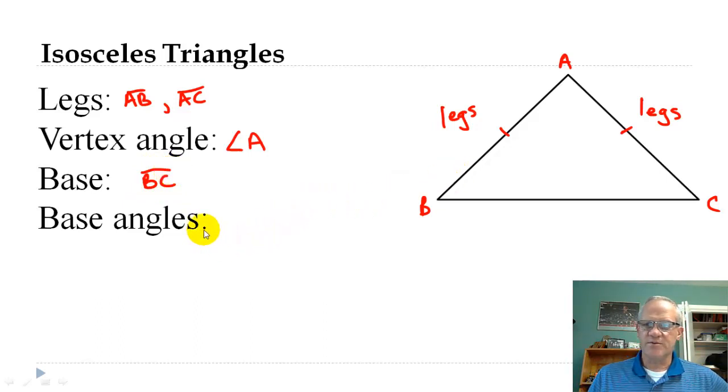And then lastly, they talk about the base angles. We already said the vertex angle was this angle up here, and so the base angles will be angle B and angle C. Those base angles are the two angles that are touching the base. So that would be angle B and angle C. Just some terminology there for isosceles triangles.